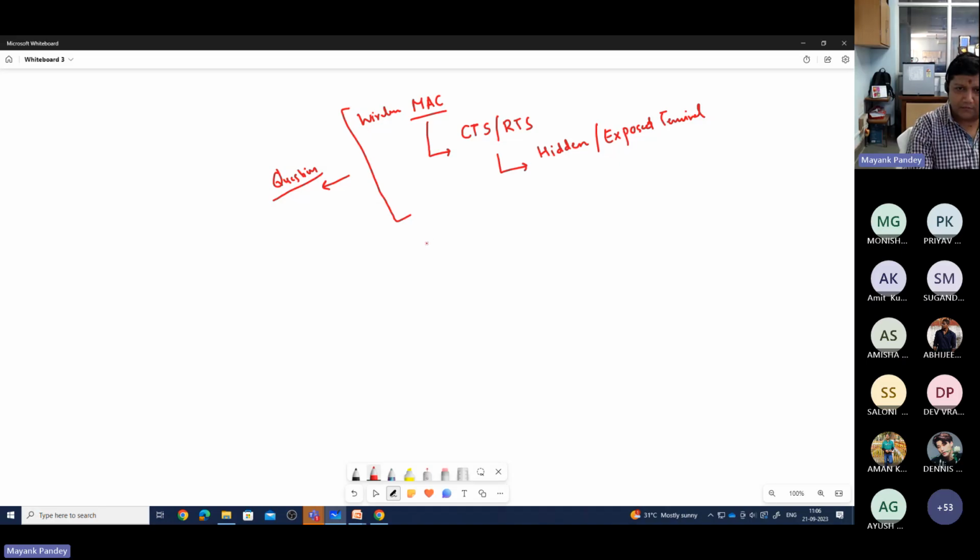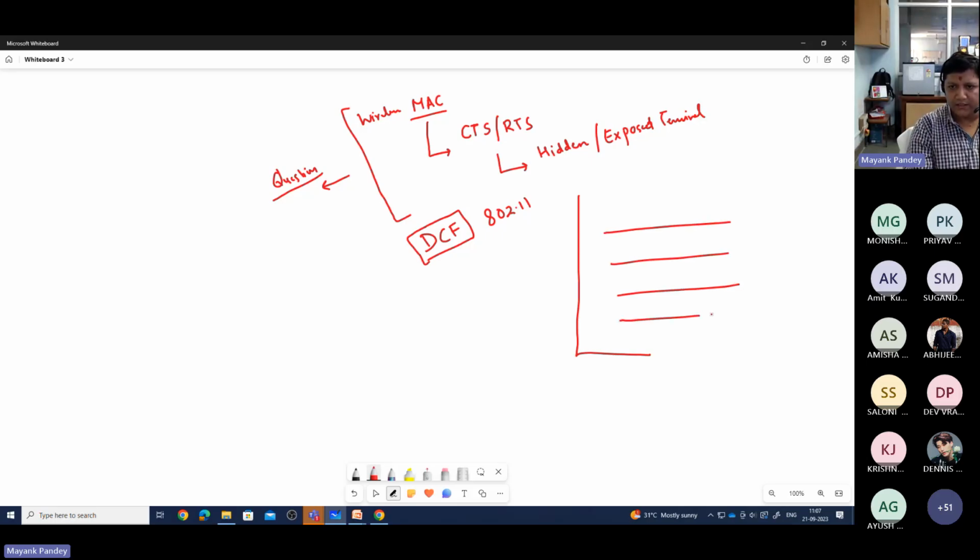Then we have seen the distributed coordination function of 802.11. Remember that there are many nodes that want to transfer on a single channel. We have seen CSMA/CA, binary exponential back off time, back off residual time. So carrier sense multiple access with collision avoidance, distributed coordination function. We have explained in detail. You can expect a question on this.